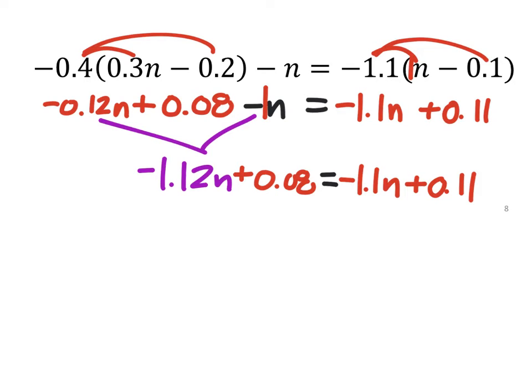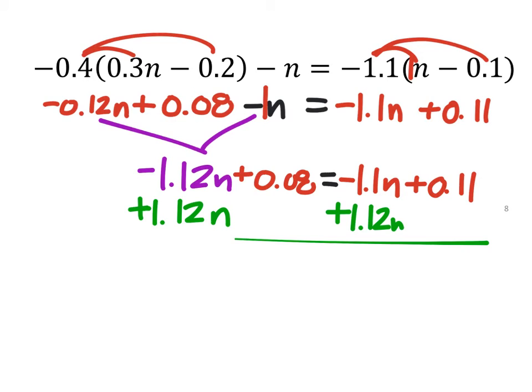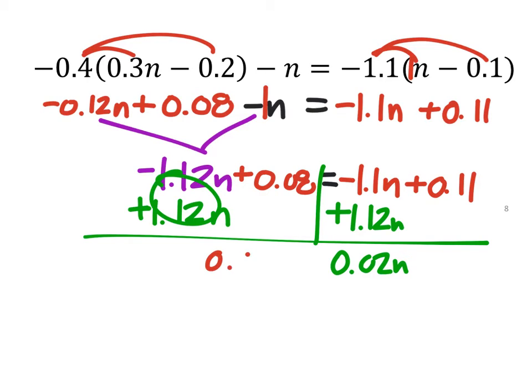So I want my n's on the right side, which means that purple negative 1.12n, it's on the wrong side. I need to zero it out. So I'm going to add 1.12n. But again, I got to do it to both sides, plus 1.12n. That zeroes that out. That's good. And we got negative 1.1n plus 1.12n, which, all right, so that's good. The calculator shows. And now I'll write the rest of this equation, 0.08 equals 0.02n plus 0.11.